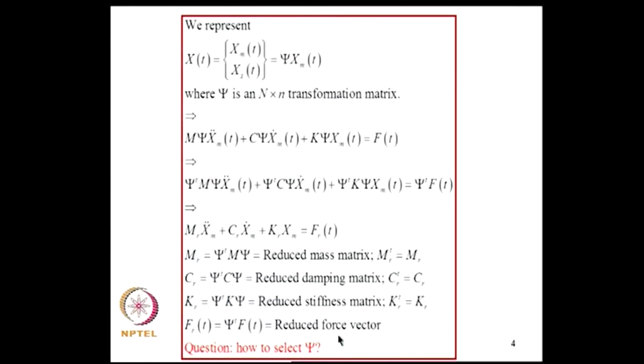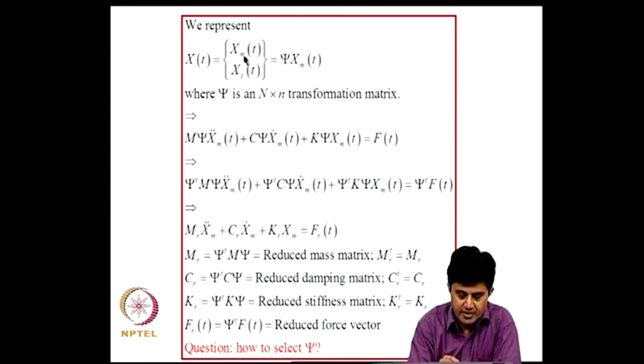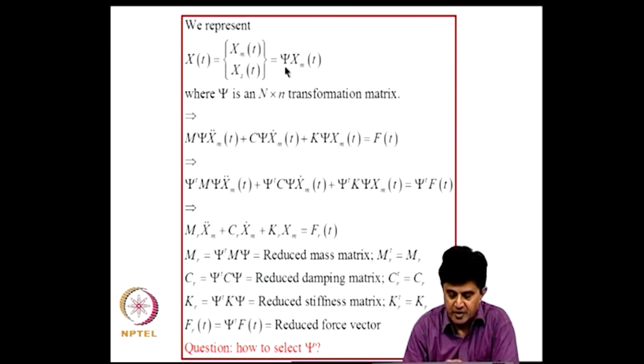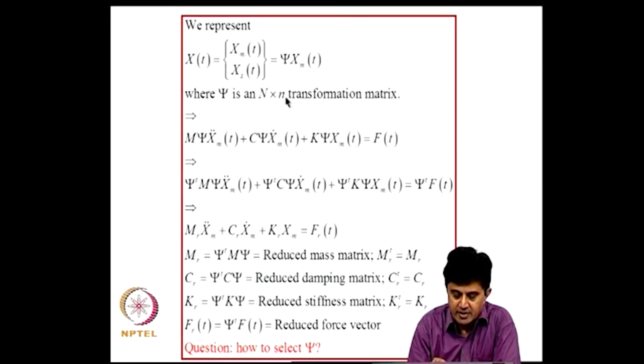Now, there are several methods for model reduction, and in all the alternative methods there is a generic form to the problem of model reduction. So, x of t is partitioned, as already mentioned, into master and slave, and this x of t is taken to be related to x_m of t through a transformation matrix capital psi. So, x_m is n cross 1 and capital psi therefore will be an N cross n transformation matrix.